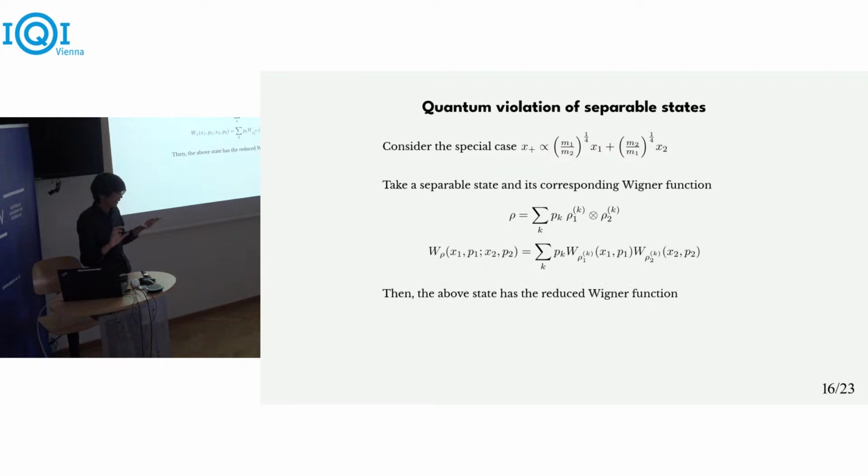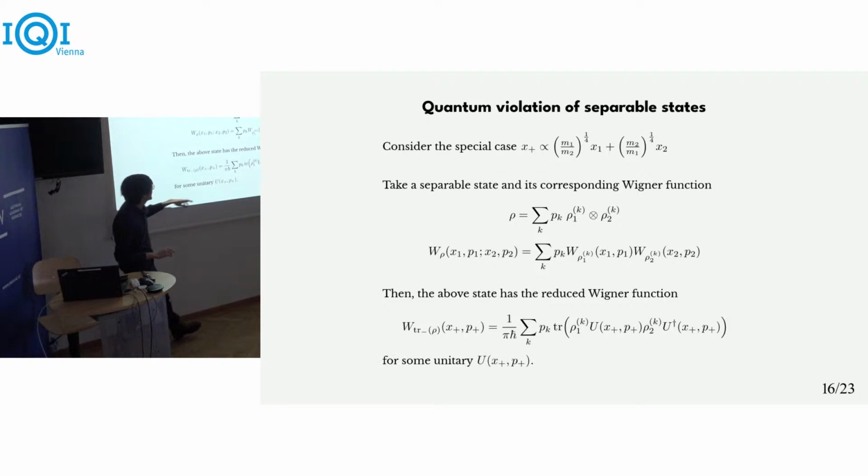Now, if I'm performing this protocol on only one of the normal modes, let's say x plus, then we don't need the full Wigner function, right? We only need the Wigner function in the x plus basis in order to find out what the expectation value, the score, will be. So if we take the reduced Wigner function in the x plus basis, I'll get something like this. For some unitary, so this U here is just some unitary that is dependent on the x plus and p plus in the arguments of the Wigner function. And rho 1 and rho 2 are exactly the rho 1 and rho 2 there.